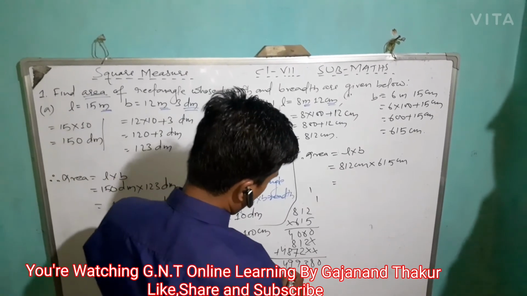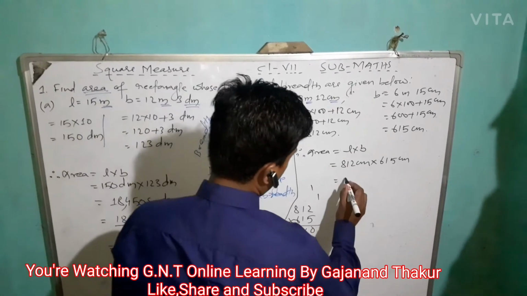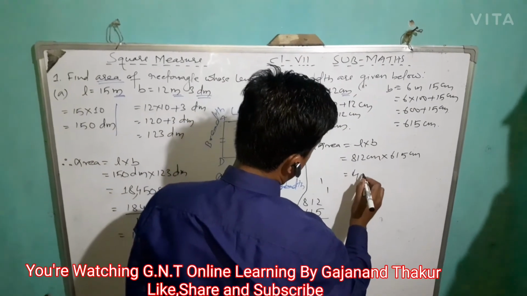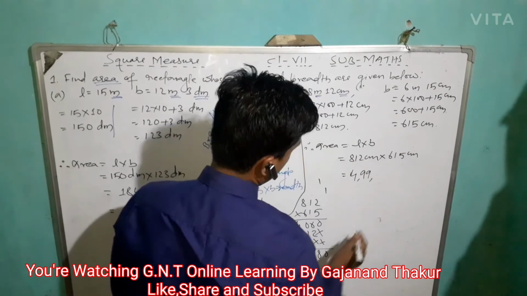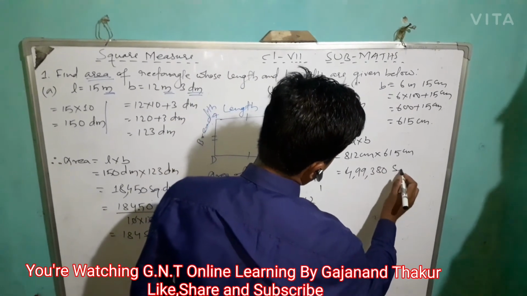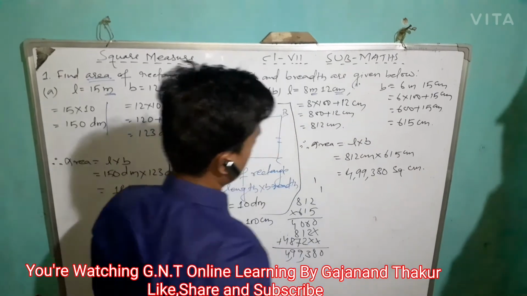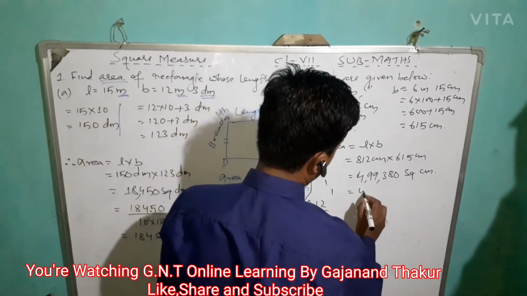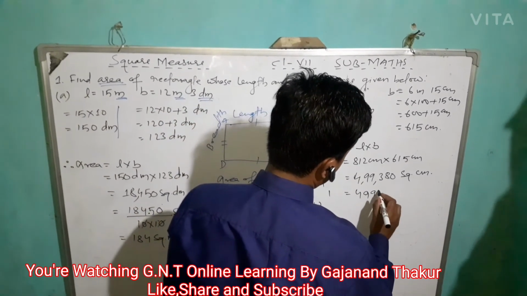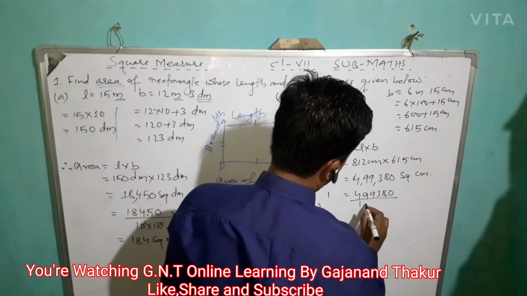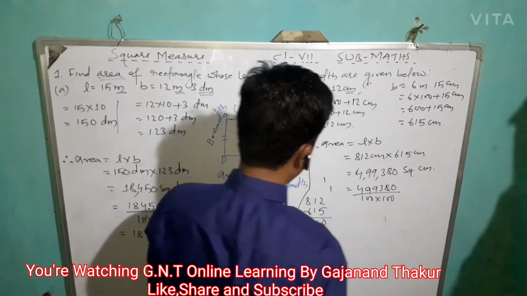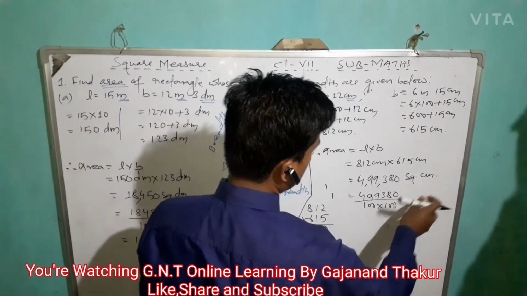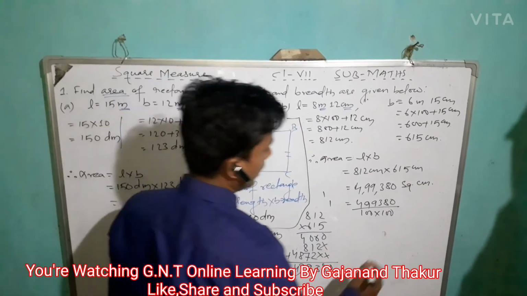So how much we got here? 4,99,380 square centimeter. We got this much. Now what we can do is convert into meter and centimeter. So 499,380 by 100 into 100. Why? Because 1 meter equals 100 centimeter. When we change square centimeter into square meter, we divide by 100 into 100.